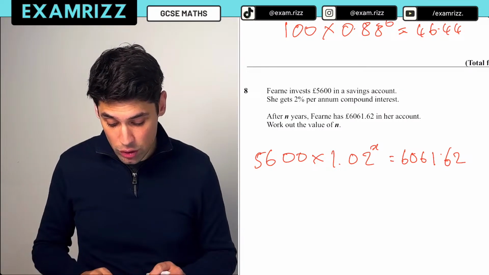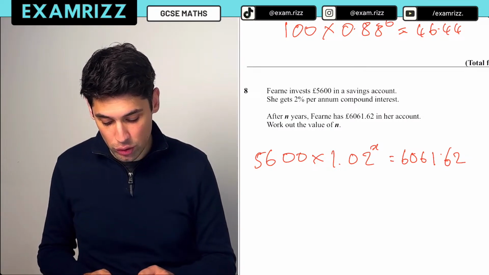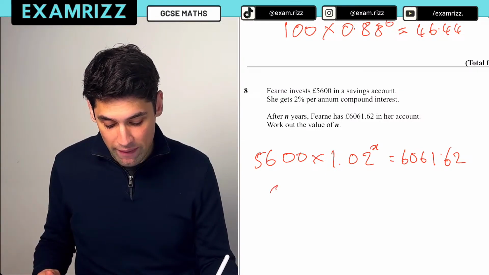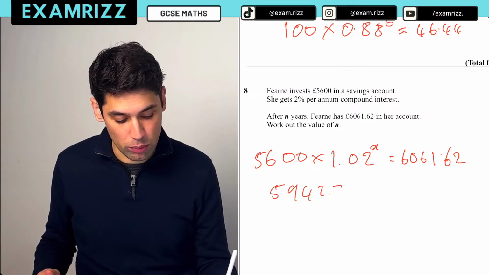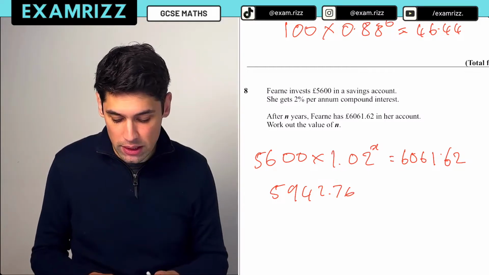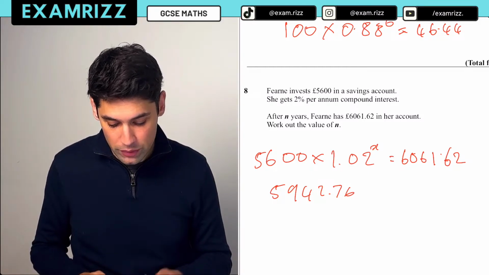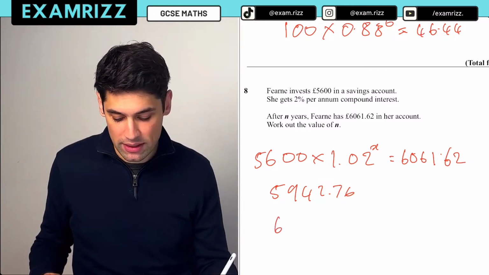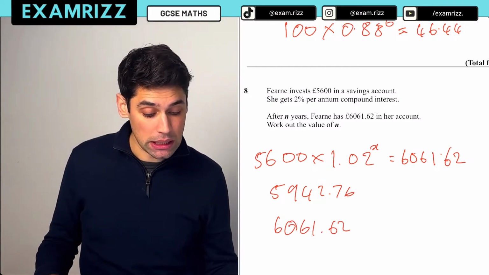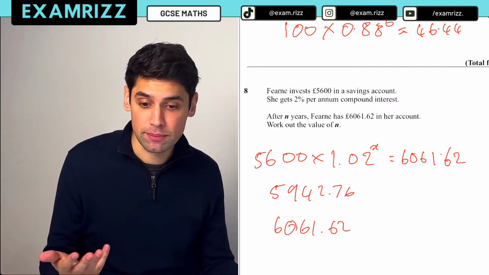So 5,600 times 1.02 to the power of 3, let's say. And when x is 3, we get 5942.76. So that's not high enough. So let's try another year. Let's see the next year when it's 4. And look at that. We get 6061.62. So that means it takes 4 years to get up to there.